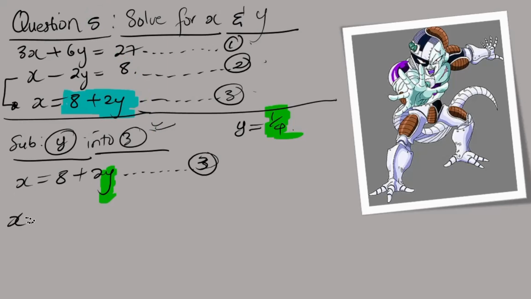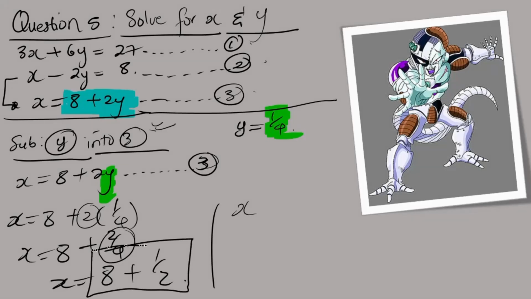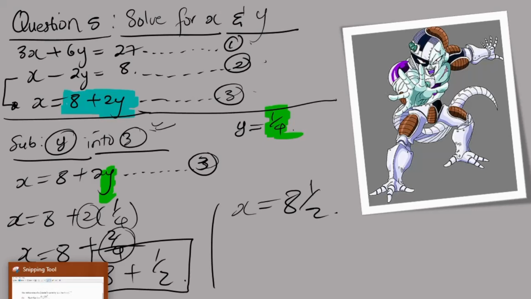So now x is equal to 8 plus 2 into how much is y? It's 1 over 4. Then x is equal to 8 plus 2 times 1 over 4, it's 2 over 4. Therefore, my x is equal to 8 plus, what is 2 over 4 in a simplified form? It's 1 over 2. Now, what is 8 plus a half? It's 8.5. So 8 and 1 over 2. Easy as that.